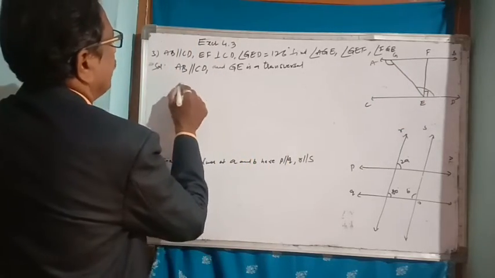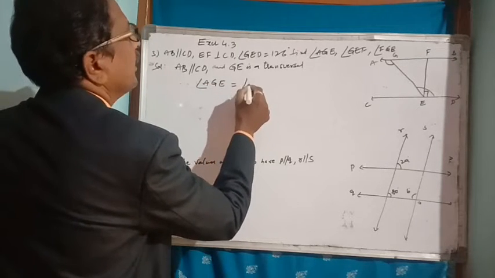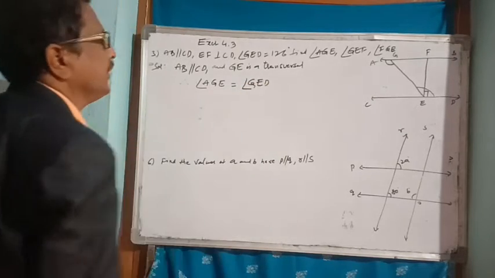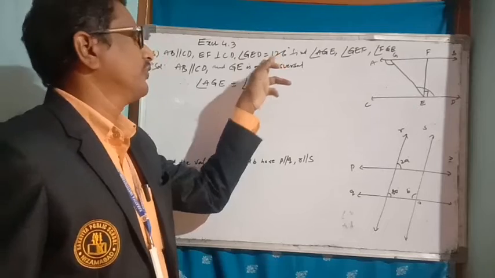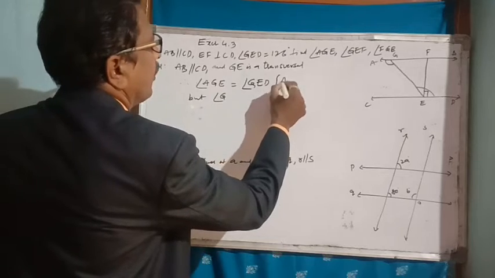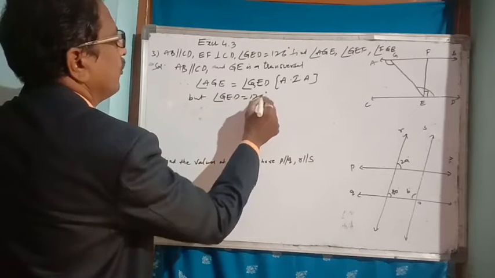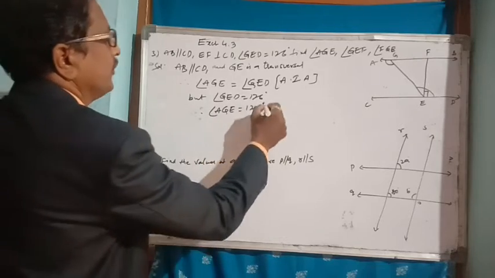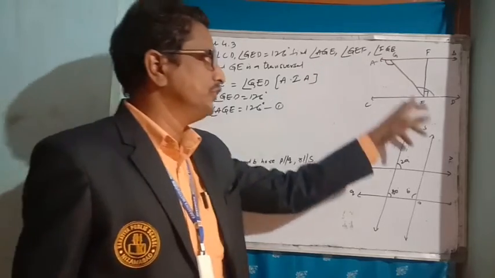Therefore, angle AGE is equal to angle GED. But GED is equal to how much here? 126, given. Alternate interior angles, AGE is equal to GED. Therefore, angle AGE is equal to 126 degrees. This is the first one completed. AGE completed. Now we have to find GEF.